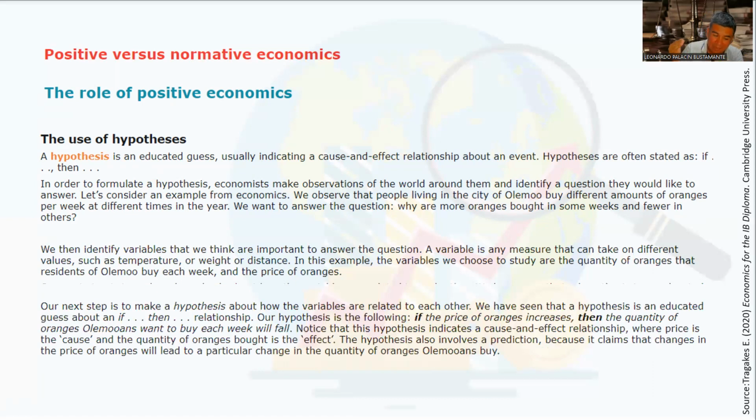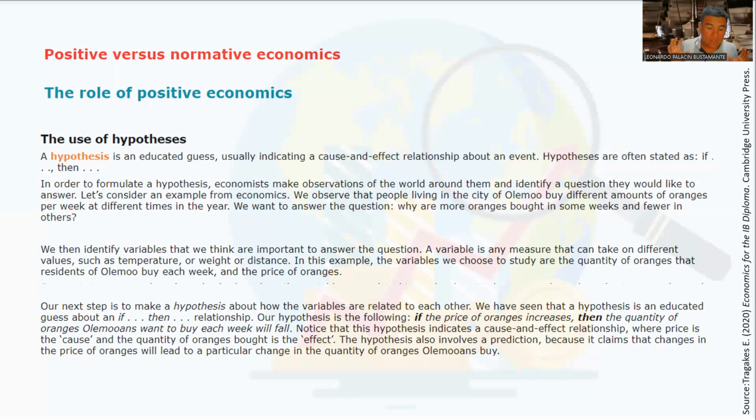So what is the next step? The next step is to make a hypothesis about how the variables are related to each other. And this is something important for your internal. We have seen that a hypothesis is an educated guess. That's the definition of hypothesis. So if, then, action, consequence. So there is a relationship between variable one and variable two.